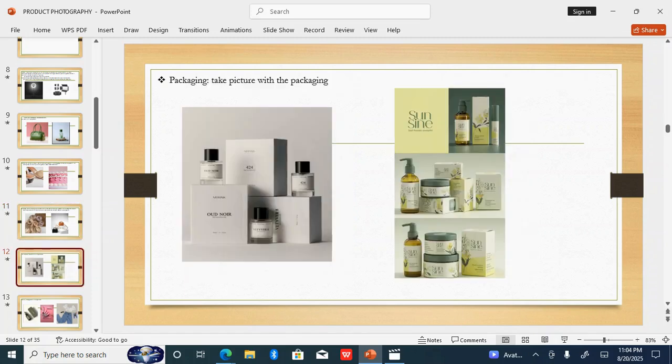So the next one I want to be looking at is packaging. This is whereby you're taking your pictures with the packaging. Probably now you're a perfume vendor or a skincare vendor, or you sell glasses. You want to take the pictures of your glasses with their glass case and other stuff like that. This is where you're taking the product itself with the packaging that comes with it. That is what packaging means.